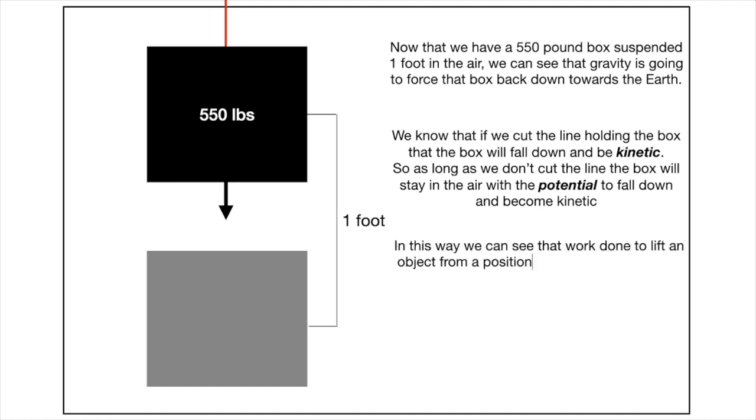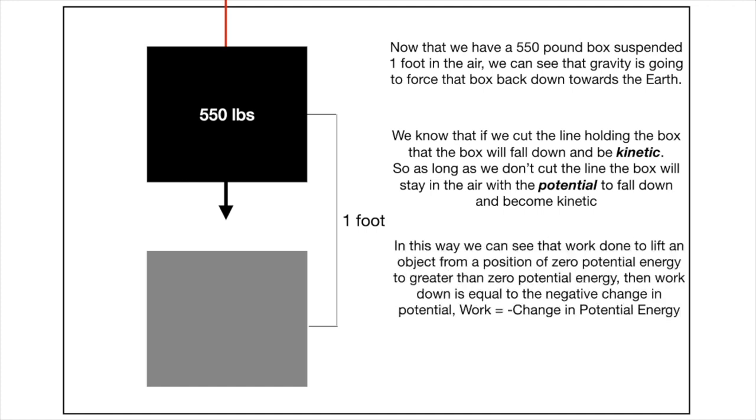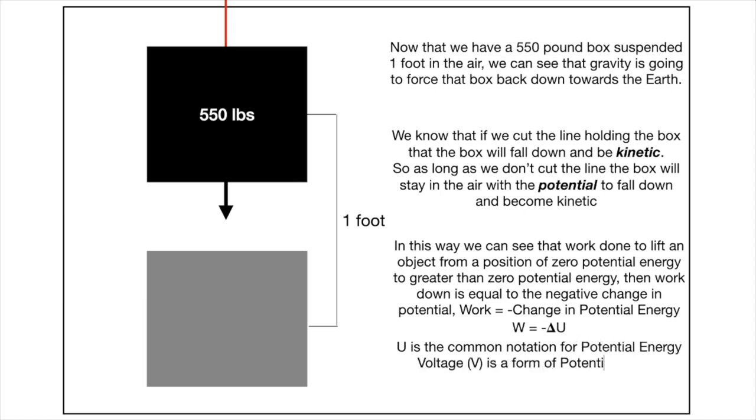In this way, we can see that the work done to lift an object from a position of 0 potential energy to greater than 0 potential energy, then work done is equal to the negative change in potential. Work equals negative change in potential energy. This can be written W equals negative change of U. U is the common notation for potential energy. Voltage, V, is a form of potential energy.